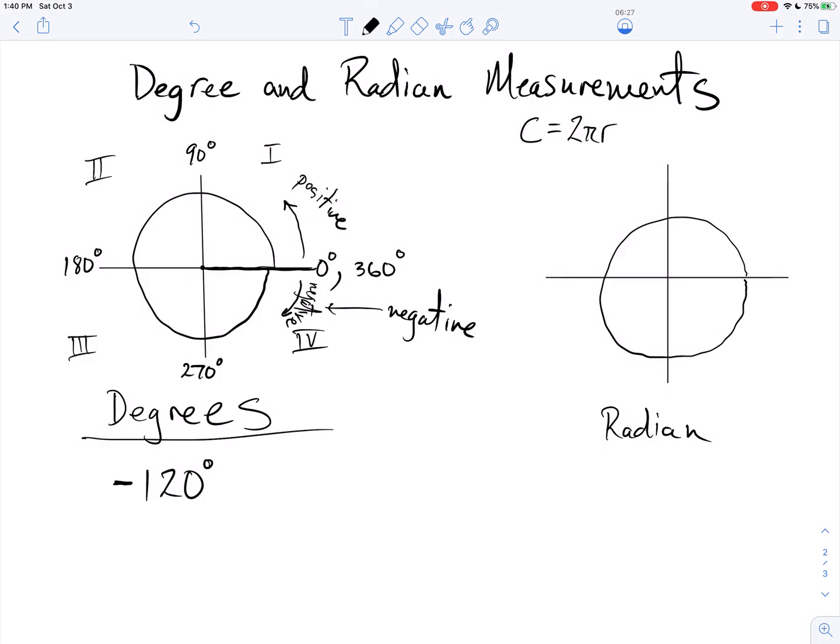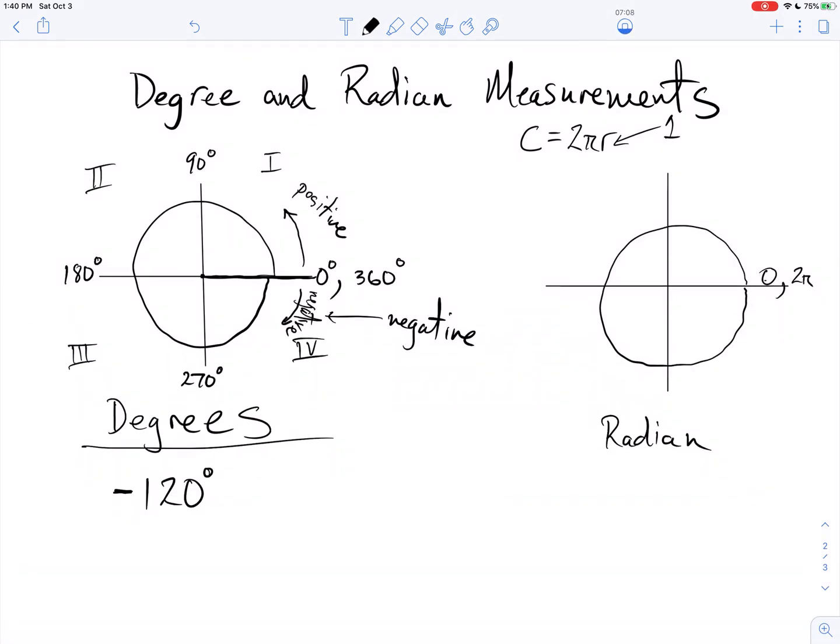So what they do is they say, well, what if the radius was equal to, let's use the easiest number in the world we can, what if that radius was 1? Well, then what would the circumference of that circle be? It would be 2 pi. And what does circumference mean? It means distance around the outside. So in Radian Town, we don't call this 0 degrees, we call it 0 radians. And if I go all the way around the outside, I call it going 2 pi radians.